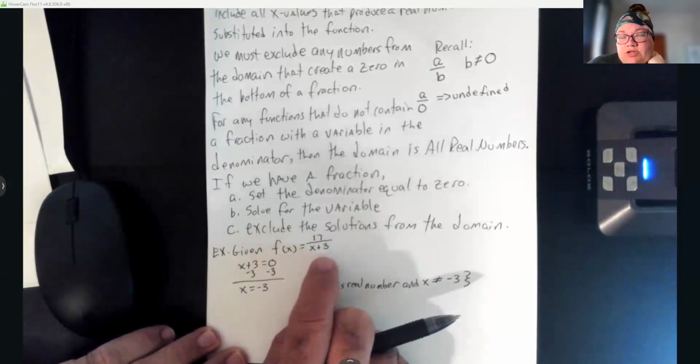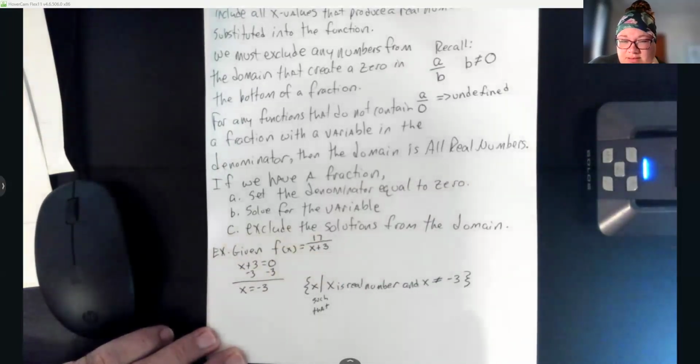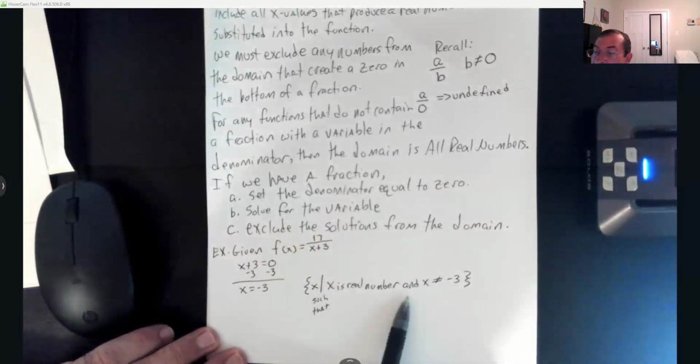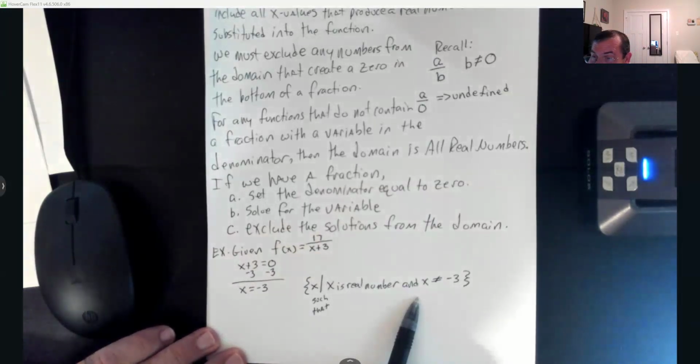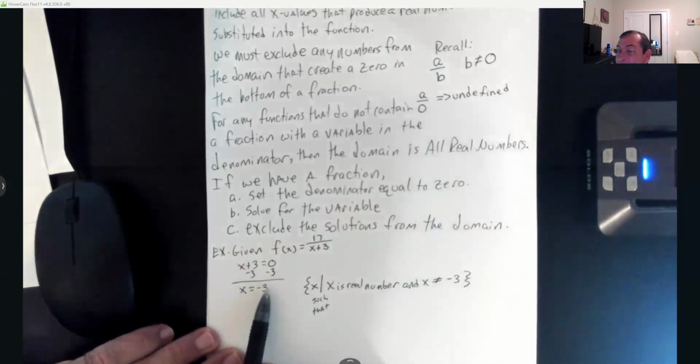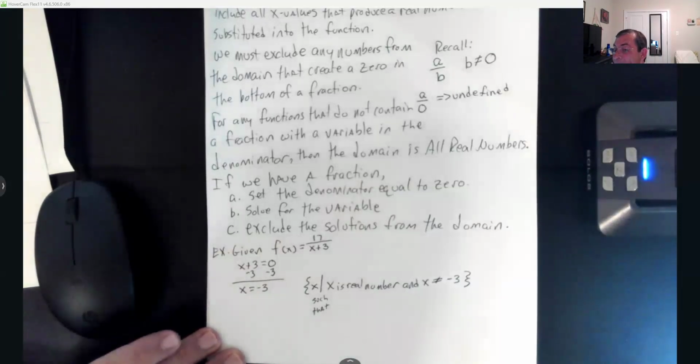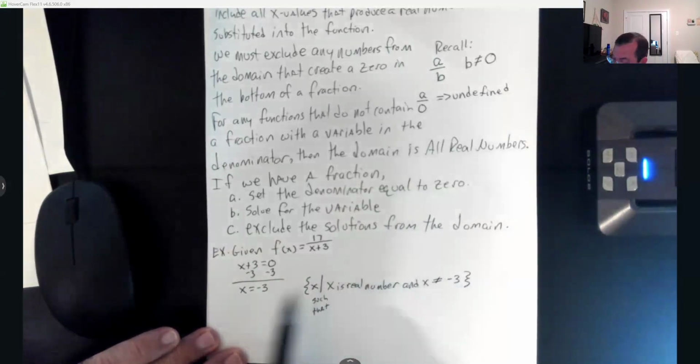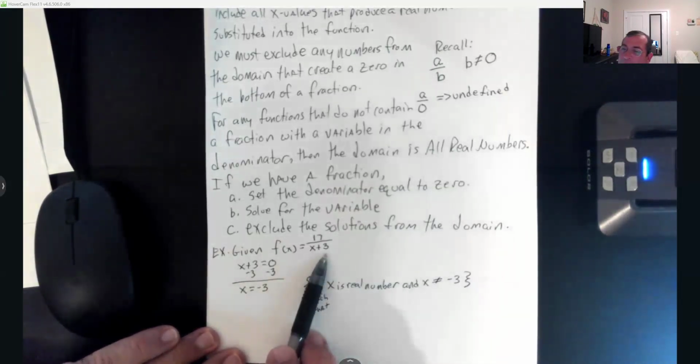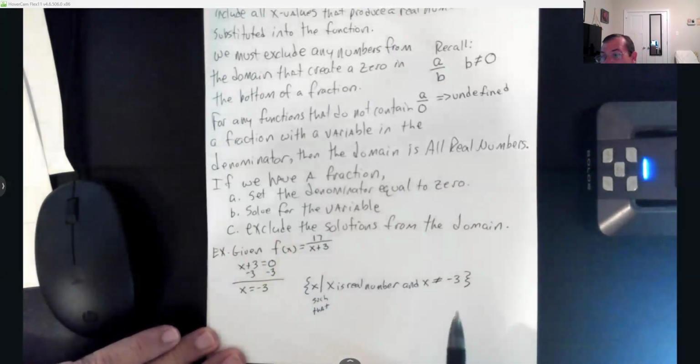Okay. So we're trying to make it undefined? Well, yeah, because we want to find numbers we've got to exclude from the domain. We're only doing that so that we can kick that -3 out of our domain. Because if you put a 0 in here, 0 plus 3 is 3. You can divide that. You put a 4 in here, that gives you 7. 17 divided by 7, you can do that.